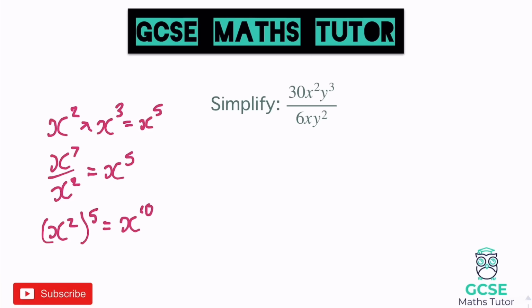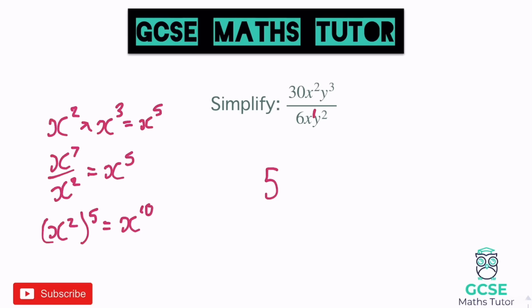Now having a look at this one, we've got 30x squared y to the power of 3 on the top and 6xy squared on the bottom. So we're doing a divide. Now we've got these numbers on the top and the bottom, 30 on the top, 6 on the bottom. So numbers always just divide numbers, so 30 divided by 6 gives us 5. Now individually looking at the letters, we've got an x squared, and on the bottom we've got an x. Now it's not written in there, but that is a little power of 1 there that's not written.